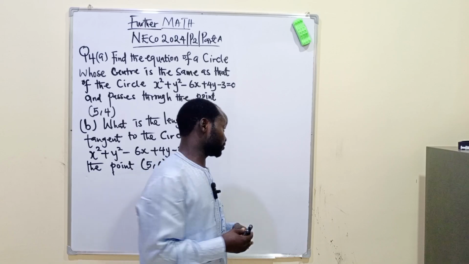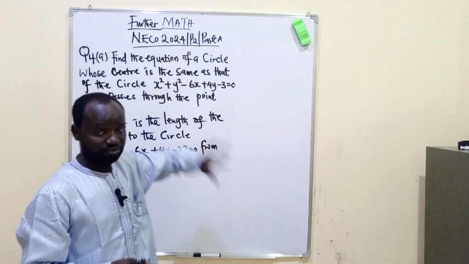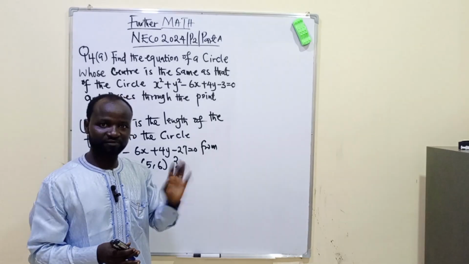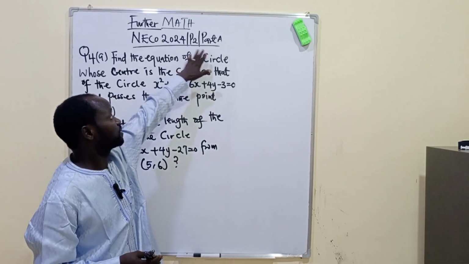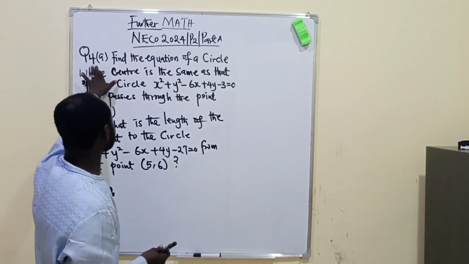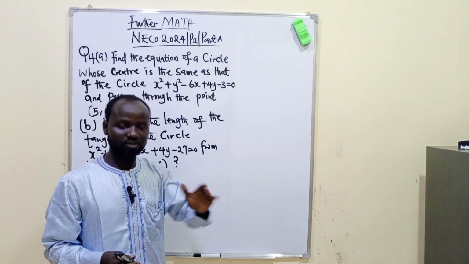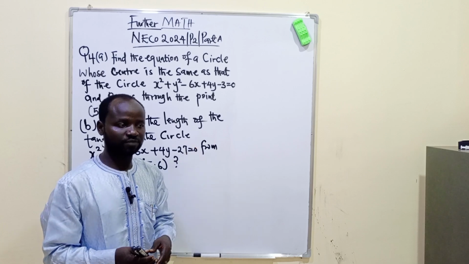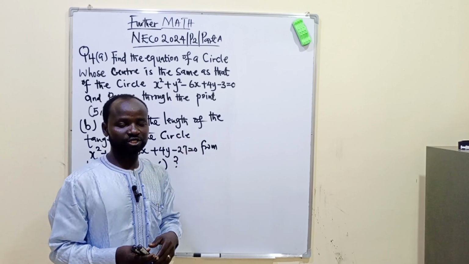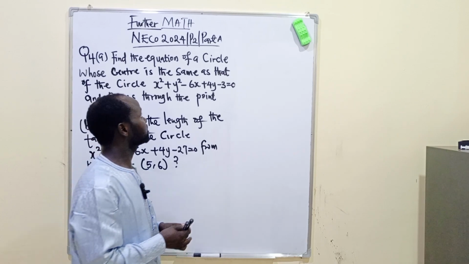In today's presentation, we continue with our solutions to NECO 2024, and this is Further Mathematics. This is paper 2, part A, the compulsory parts. With us here is question 4. In my previous video, I've solved question 1, question 2, and question 3. You can check my channel to see the solutions to those questions.